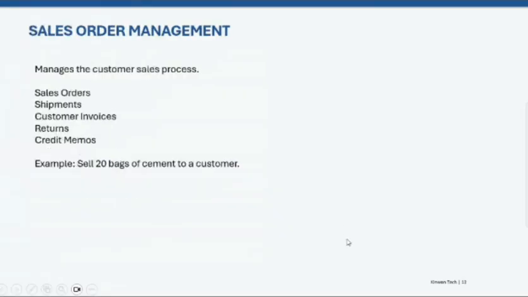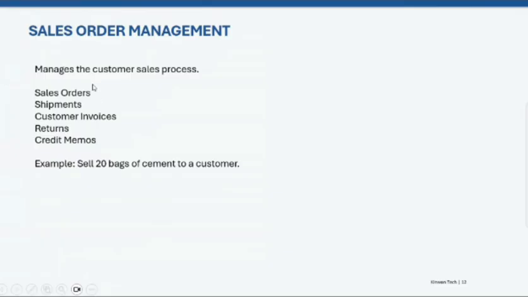Let us continue to the next module where we can have the sales management. So this usually manages the customer sales process. So this is where we create a sales order. We can create shipments. We can create customer invoices, returns, and credit memos. So credit memos are used to correct an erroneous sales order.